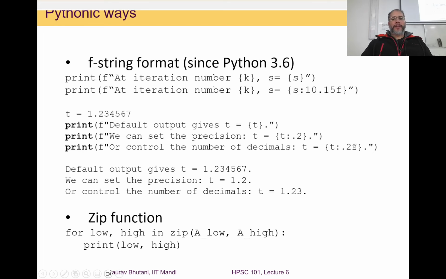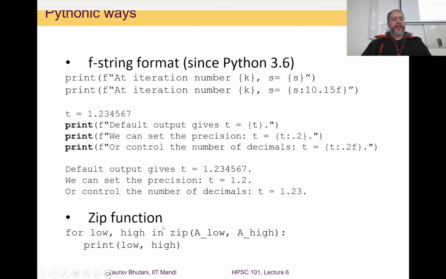If you want a fixed point notation in the sense that you want 2 digits after the decimal, then you say t colon 0.2f. Then you are saying that you want 2 digits in the fixed point notation. If you say 10.15, that means, as we had discussed earlier, that it is a total of 15 digits that you want in the whole number. And it's very useful. We don't use the percent symbol that was used earlier for printing things.